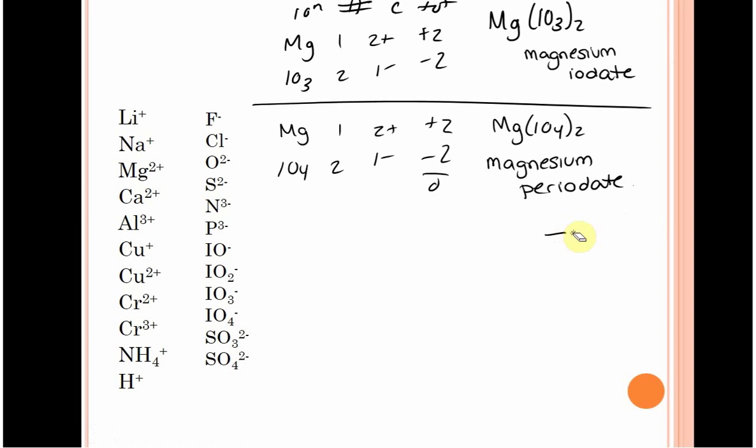Okay, so let's do sulfite and sulfate. Mg with sulfite. Sulfite is first. Plus 2, minus 2.